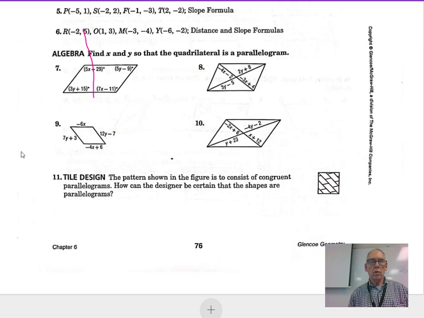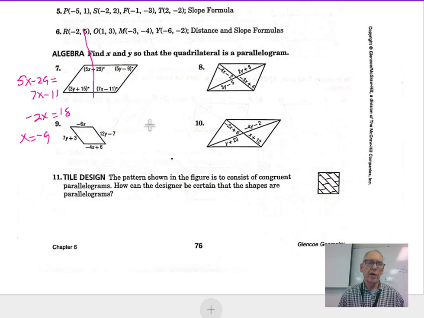Here. For number 7, if these are parallelograms, the angles are going to be congruent. So we set 5x minus 29 equal to 7x minus 11. Add 29 to both sides, we're going to end up with a positive 18. Take away 7x on both sides, we end up with negative 2x equals 18. So x equals negative 9.